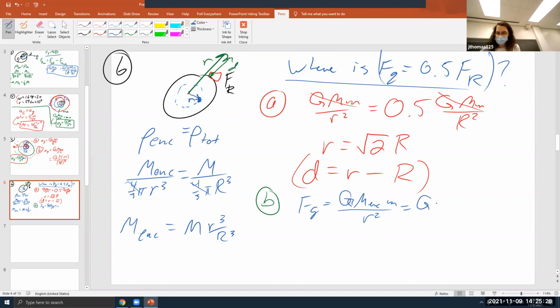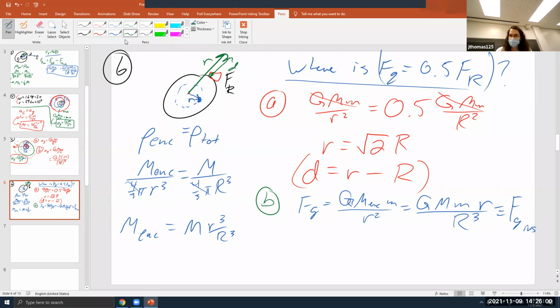We'll end up with G times big M times little m times r over big R cubed. And this right here will always be your force of gravity inside a spherical planet. It can give you a planet of some other shape, but that's typically going to be reserved for physics 2 and beyond if you keep going.